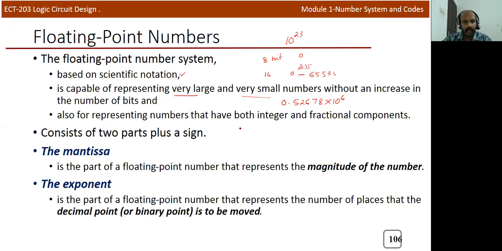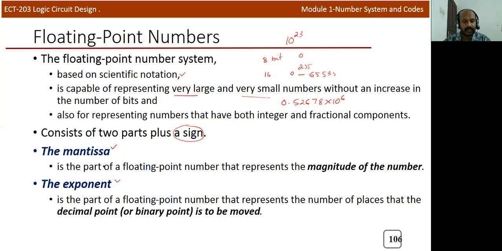When you consider the floating point number, it basically contains three parts. The two main parts are known as the mantissa and the exponent, and the other part is known as the sign. So two main parts plus a sign bit. This is the usual way we represent the floating point number.